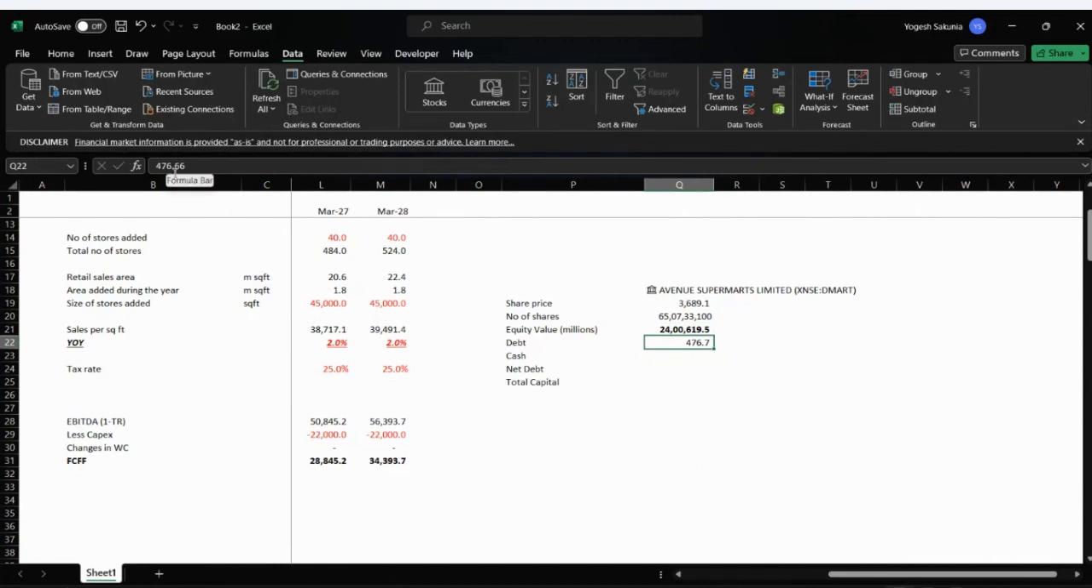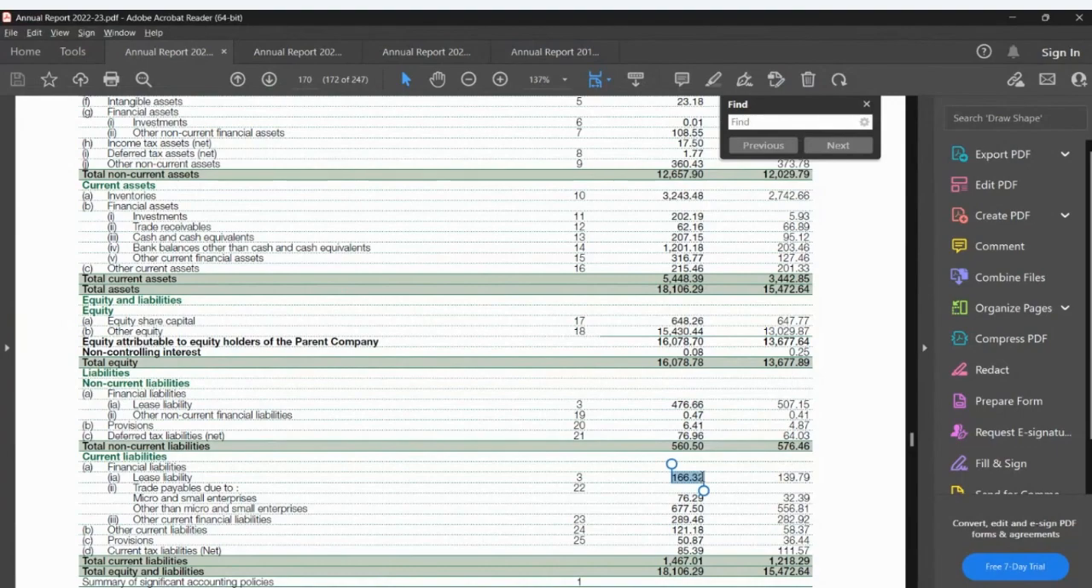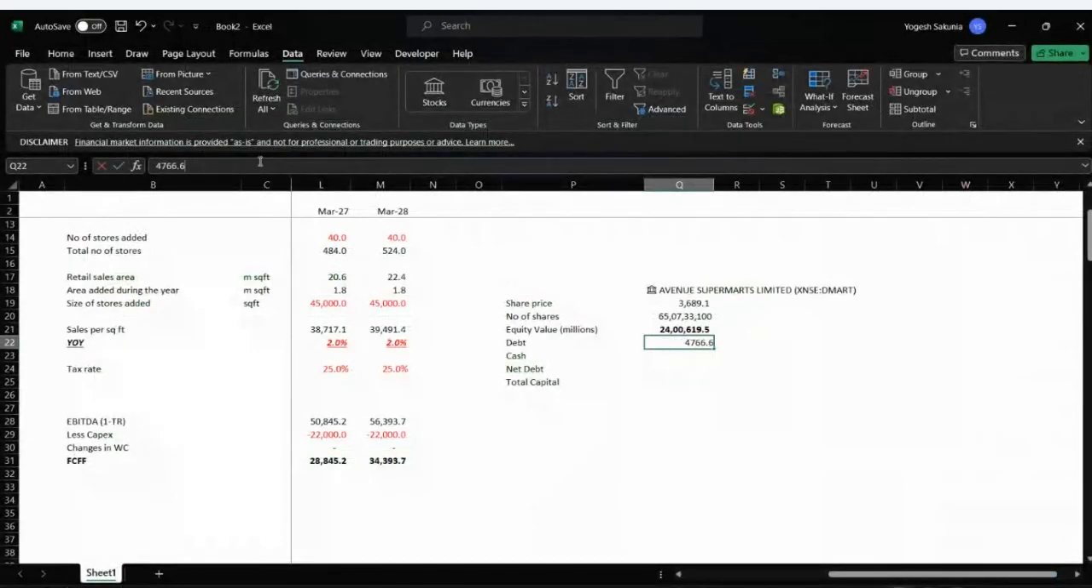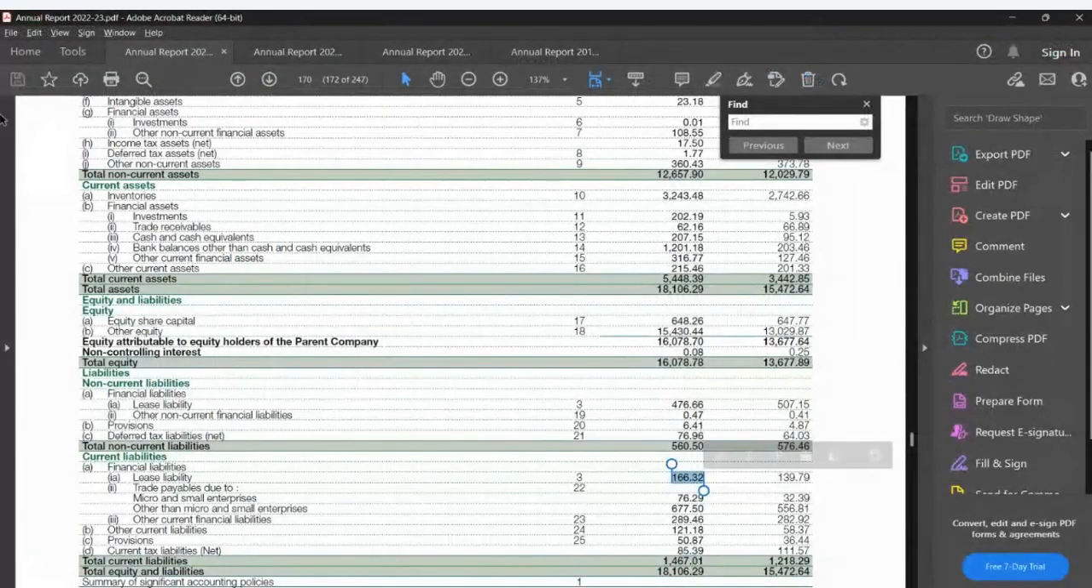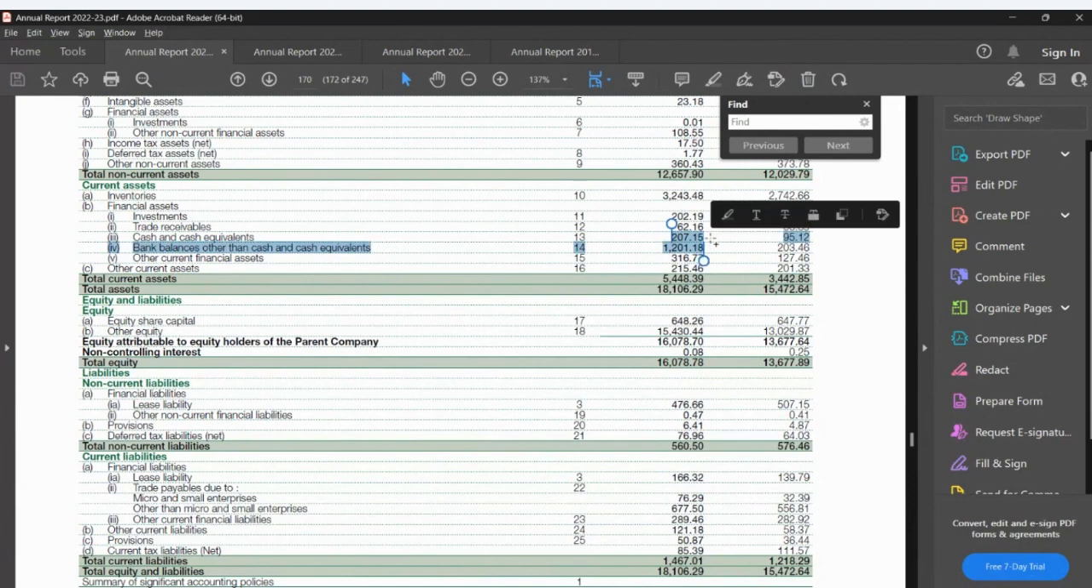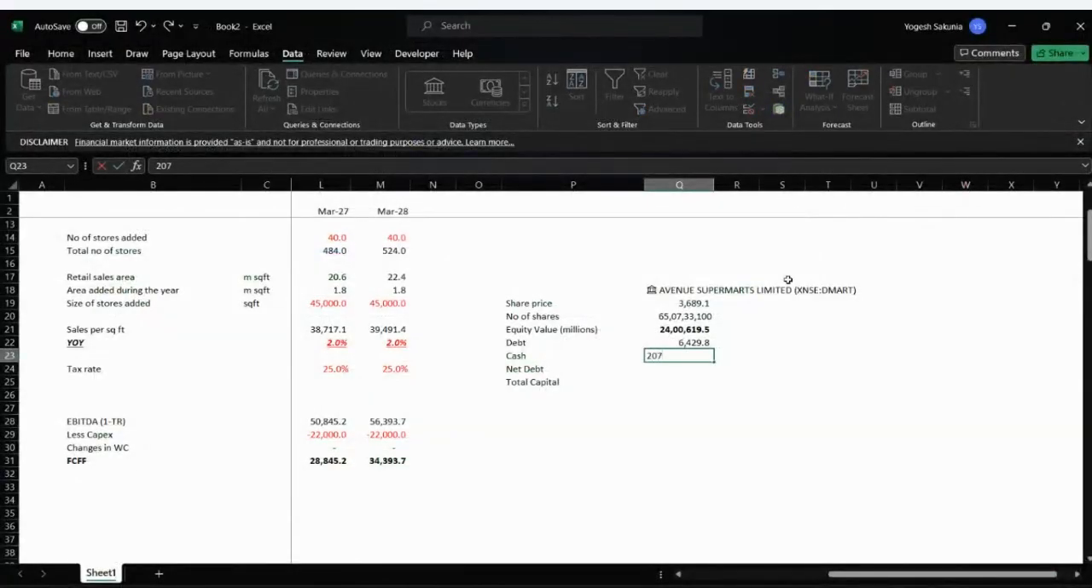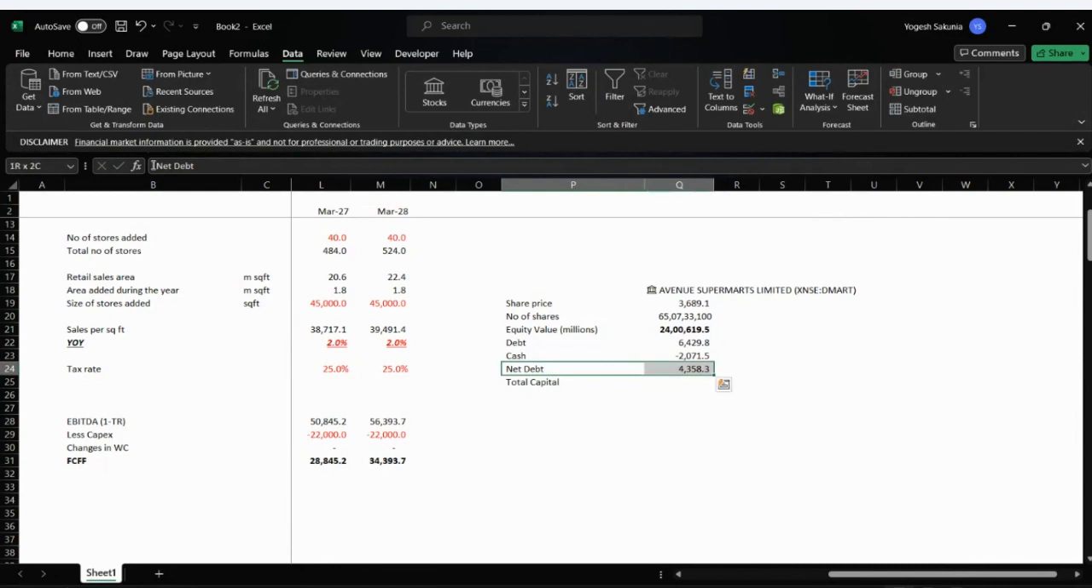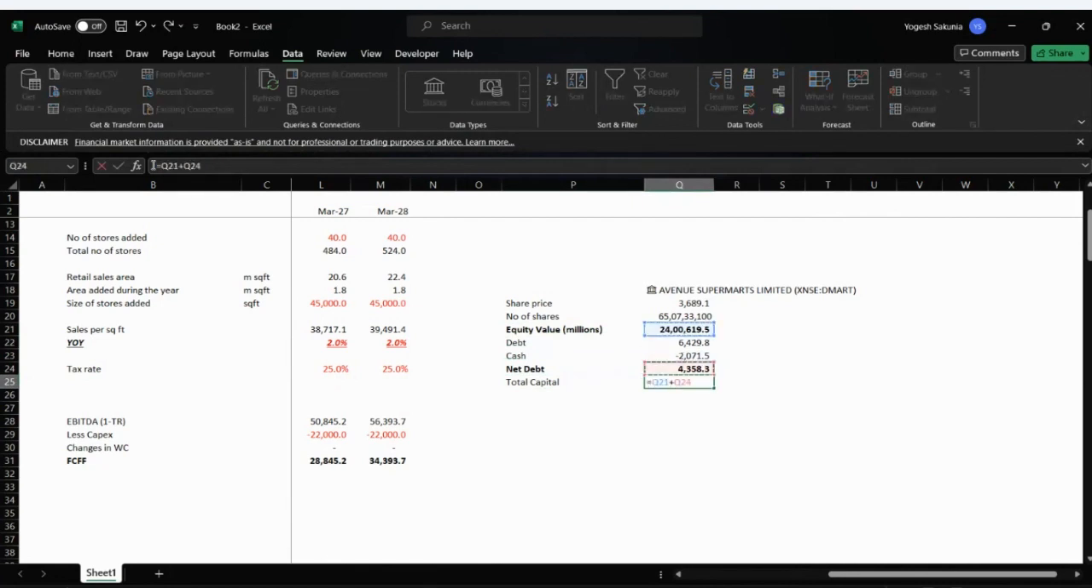And then it needs to be converted into million. Similarly, we have another one. So this is the debt. The cash and cash equivalent also we have here. We are going to take this cash and cash equivalent. 2071.5, right? With a minus sign. So net debt is this plus this. And then total capital is this plus this.